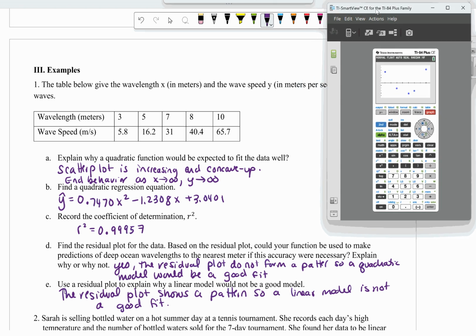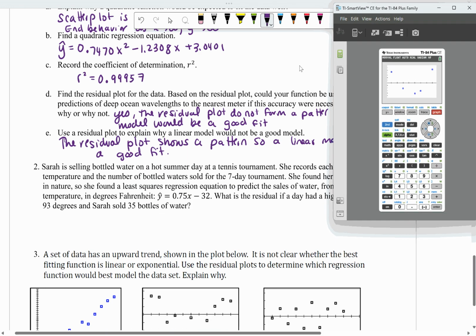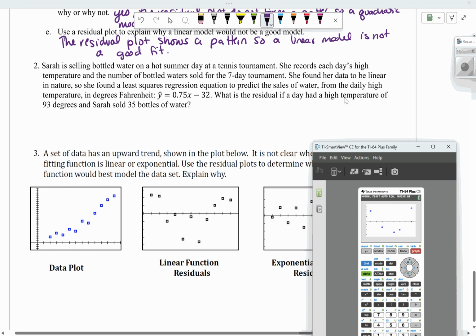All right, so let's go to the next question. It says, Sarah is selling bottled water on a hot summer day at a tennis tournament. She records each day's high temperature and the number of bottled water sold for the 7-day tournament. She found her data to be nonlinear in nature, so she found the least squares regression equation to predict the sales of water from the daily high temperatures in degrees Fahrenheit. What is the residual if a day had a high temperature of 93 degrees and Sarah sold 35 bottles of water?